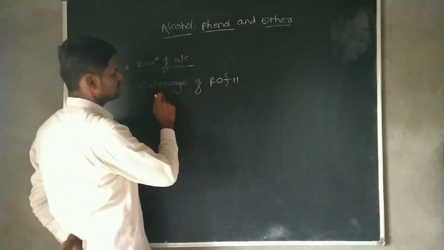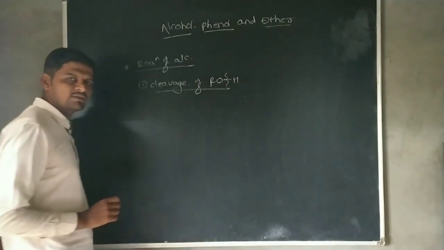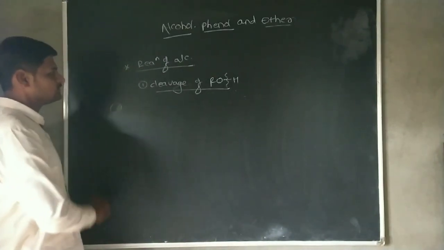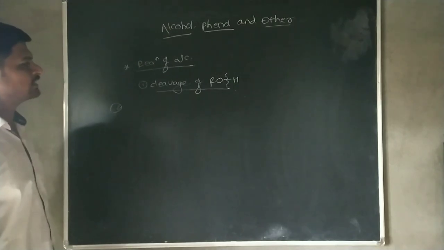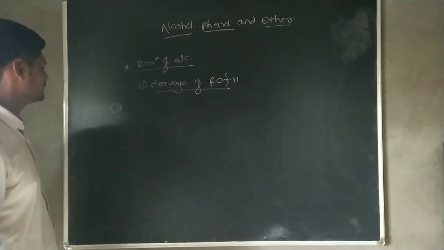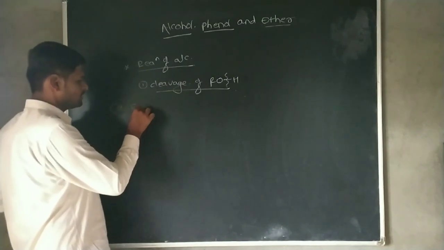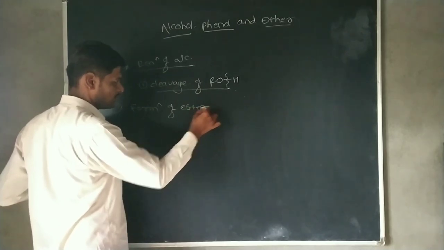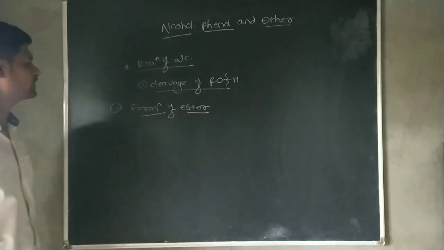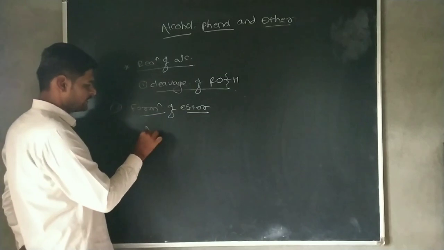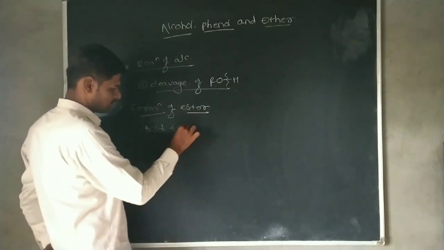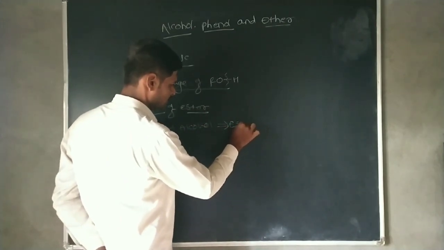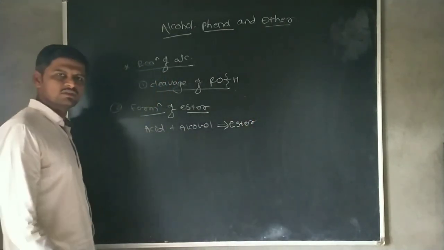First reaction we considered as the Grignard reagent. The second reaction we study here is the formation of ester. The ester is formed by the reaction of acid plus alcohol, then it forms ester.